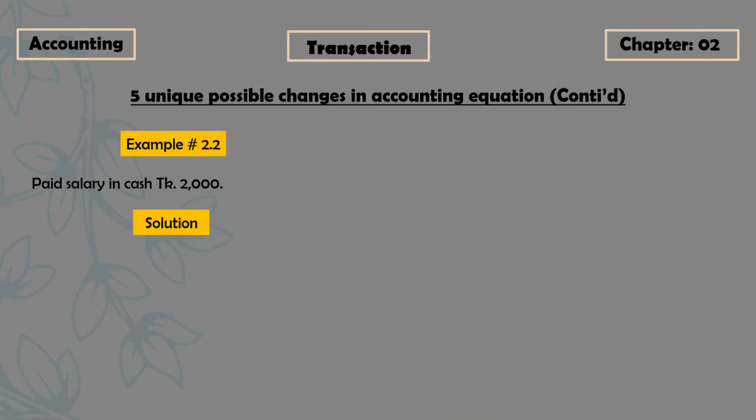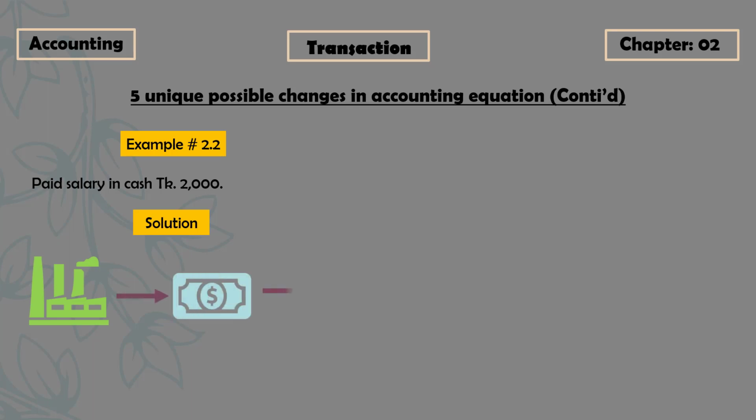Now we will see another example, and that is paid salary in cash taka 2,000. Since business paid cash, it will decrease the asset, and we know that salary is an expense account, so it will decrease owner's equity. So let's see the illustration.